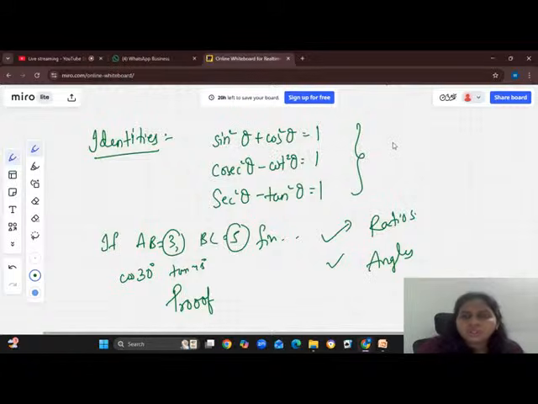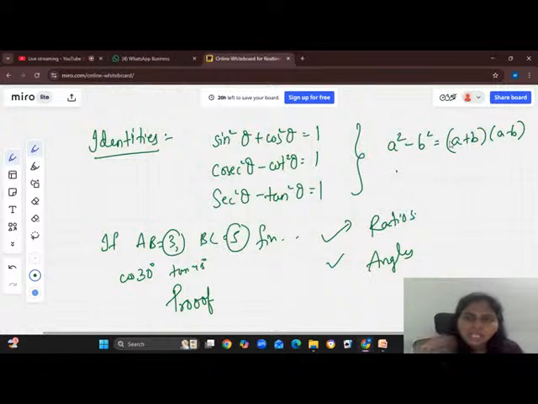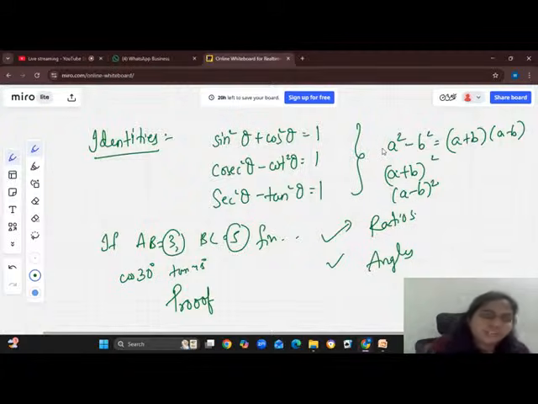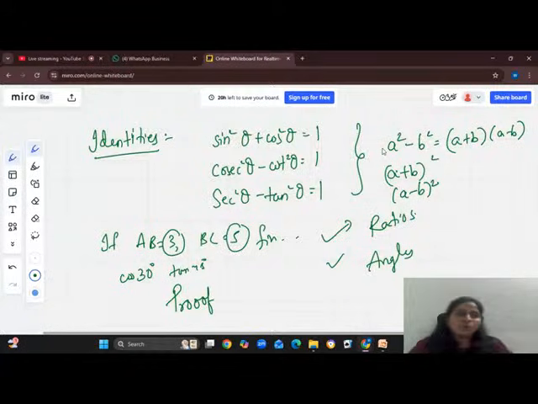Another important thing, you also have to know these formulas: a square minus b square equals a plus b into a minus b. This is the formula we will mostly be using, and also the a plus b whole square and a minus b whole square formulas. We will use these identities and formulas combined in solving proof questions. Done. If you really have trouble with trigonometry, please go to our playlist and watch the introduction to trigonometry videos, where I solved a decent number of questions explaining every concept.